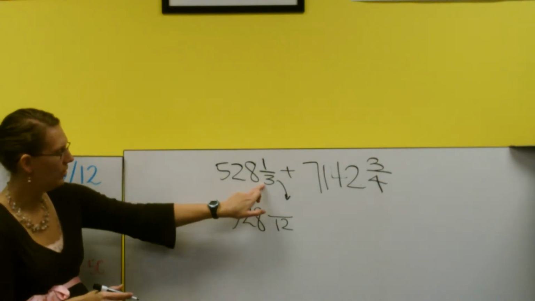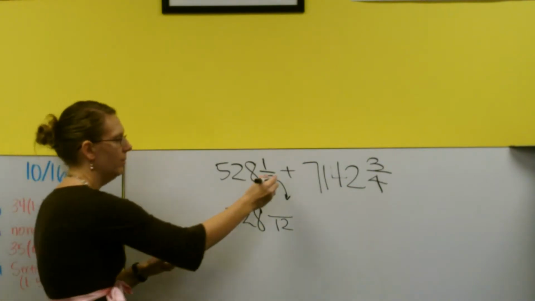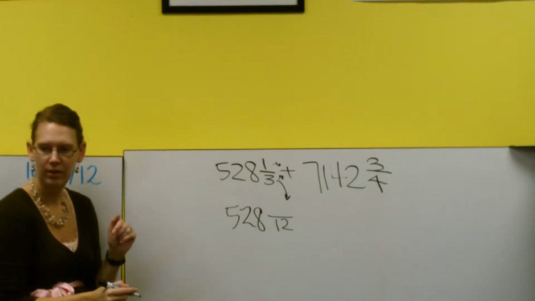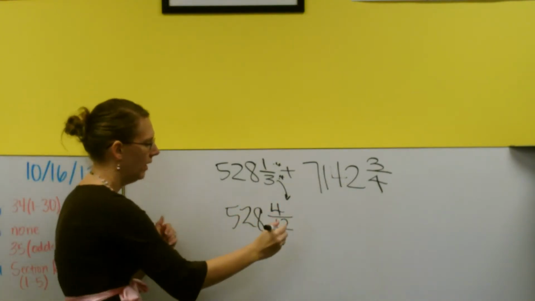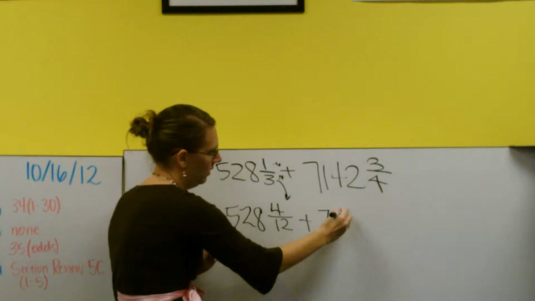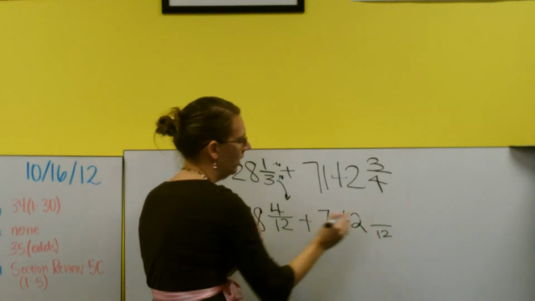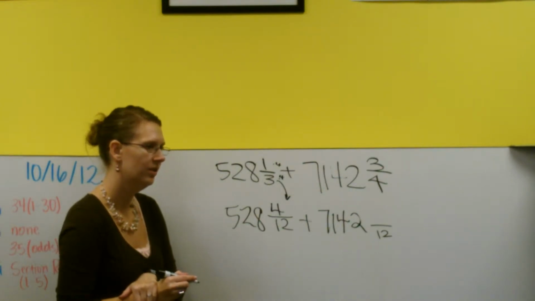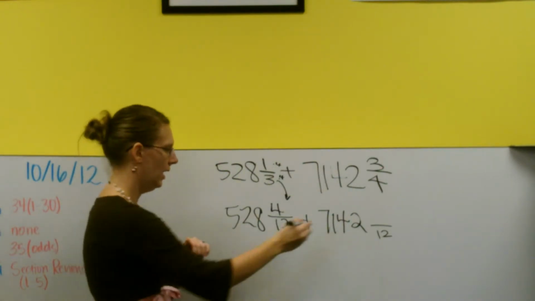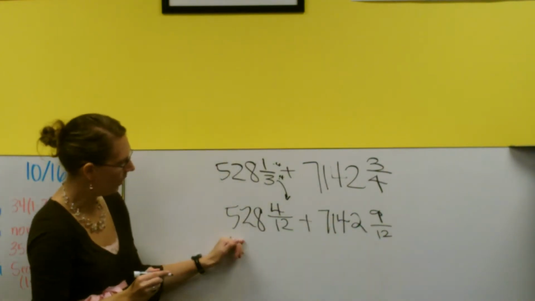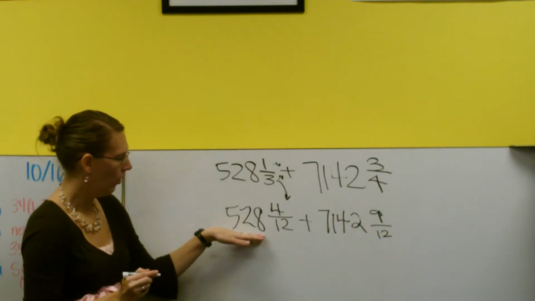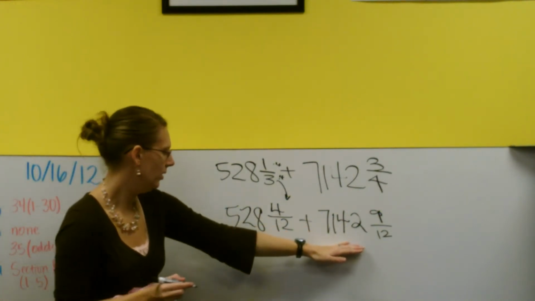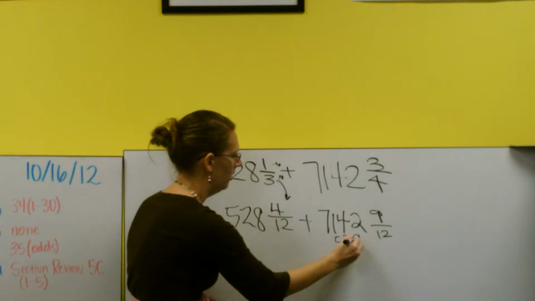Okay, the best way, think about what you had to multiply 3 by to get 12. By 4, whatever you do to the bottom, you do to the top, so the top number will be 4. Okay, Destiny? How many 12ths is 3/4? 9. Okay, so now when I add these together, we have wholes, 528 wholes, 7,142 wholes, so you can add those together.